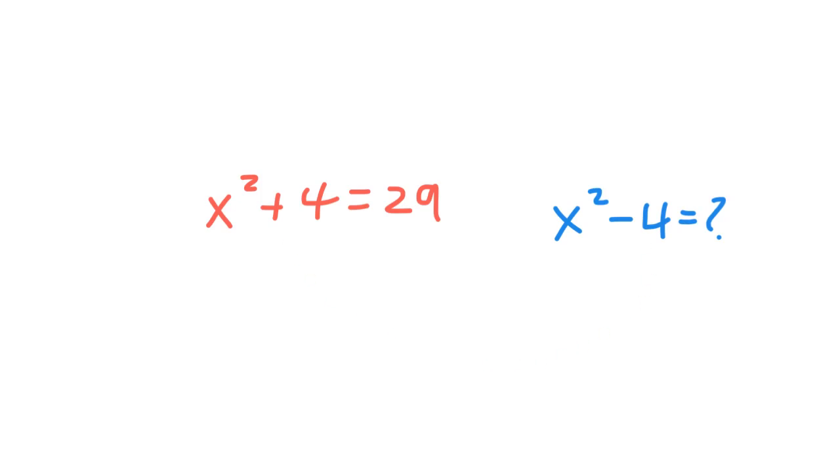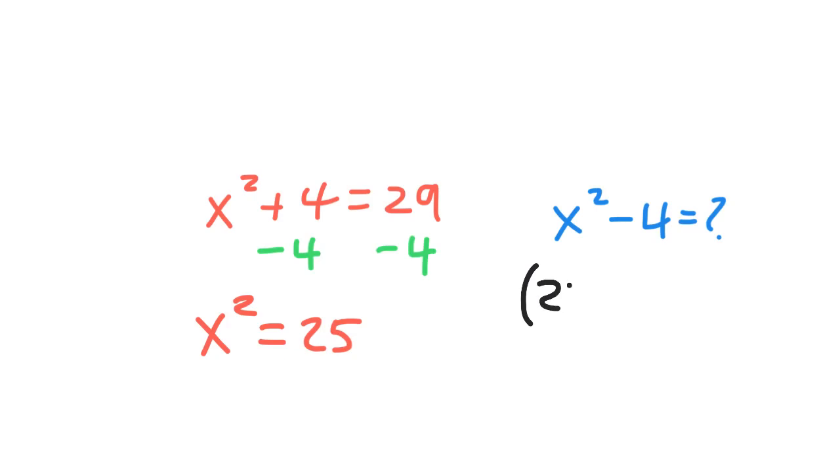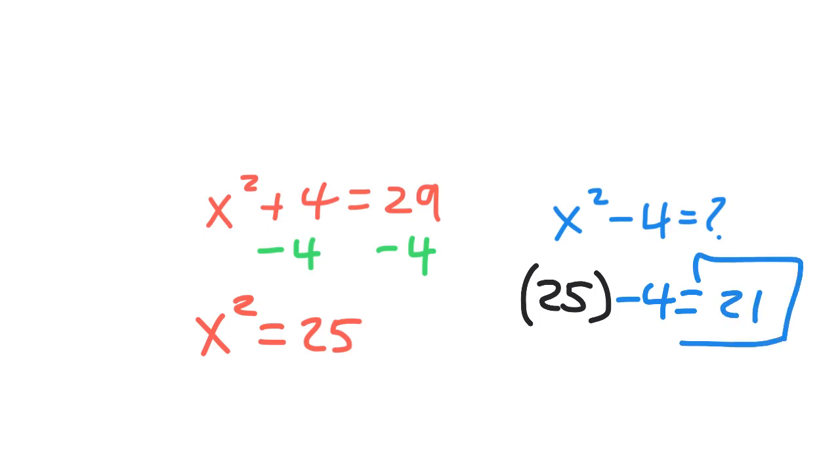And the way to do that is to use this equation, subtract 4 from both sides, and then you will clearly have x squared equals 25. Now, I could solve for x, but we don't have to, because all we want is what x squared equals. And we know that x squared equals 25. So therefore, when we go over here, it's really just 25 minus 4. And that, of course, equals 21. And that is answer choice C.